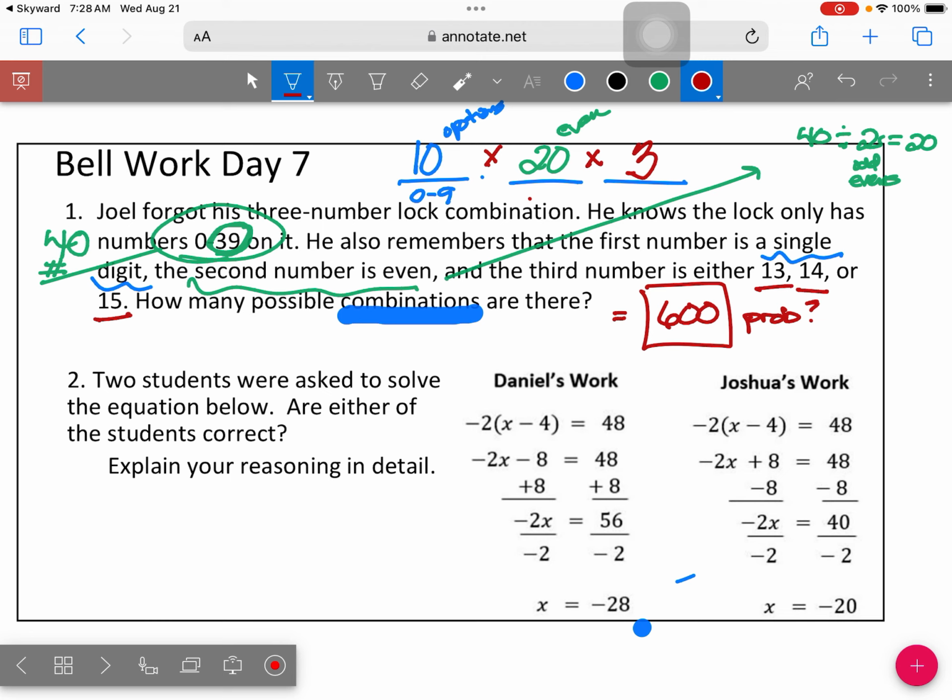Okay, let's go back into our notes. We are starting on the next section of 7.3, compound probability.